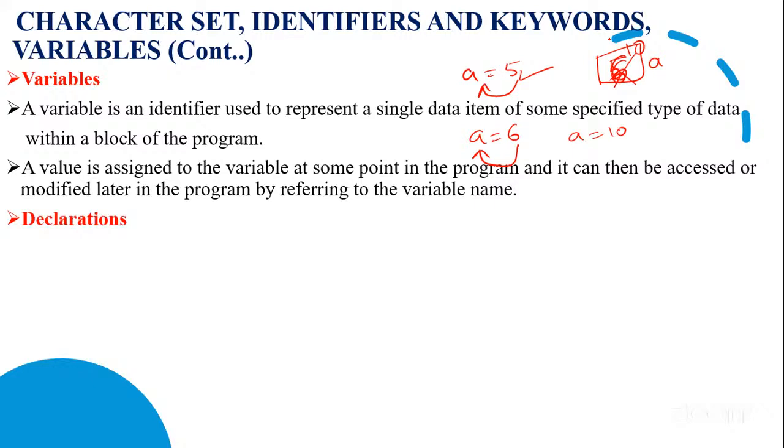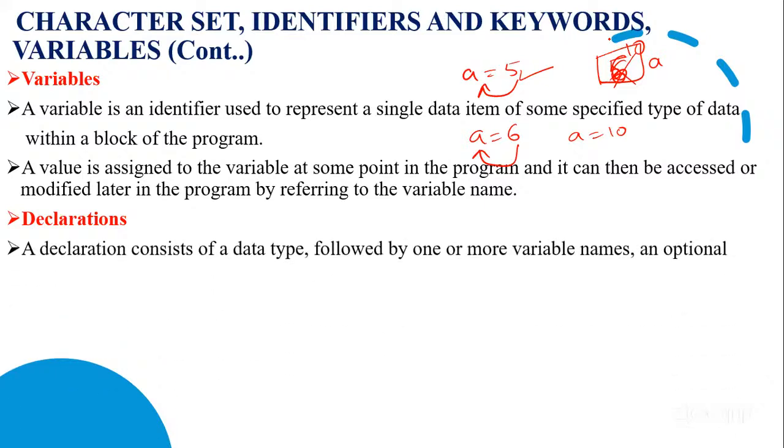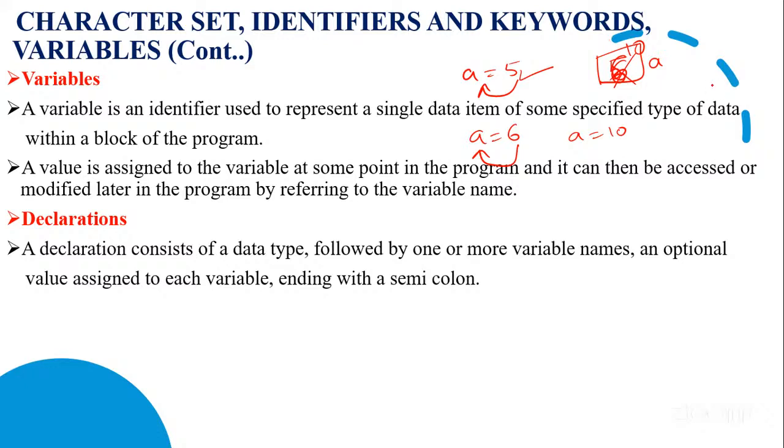And declarations. Yesterday also we discussed how to declare a variable. A variable can be declared by using its data type name followed by the variable name. A declaration consists of a data type followed by one or more variable names, an optional value assigned to each variable, ending with a semicolon. Like int x, y, z. Int is a data type. This means that we have declared three variables x, y, z.